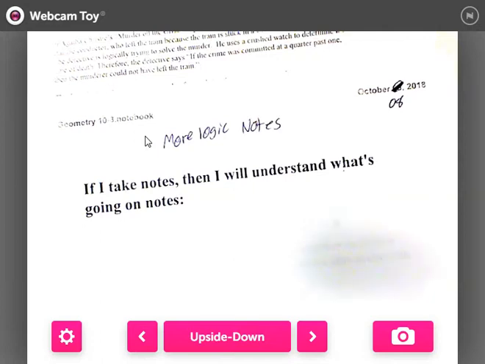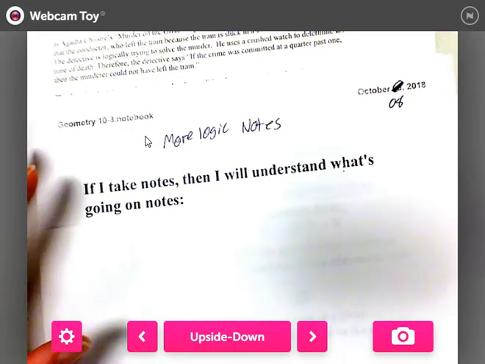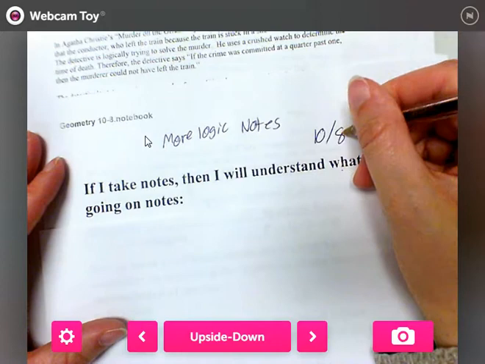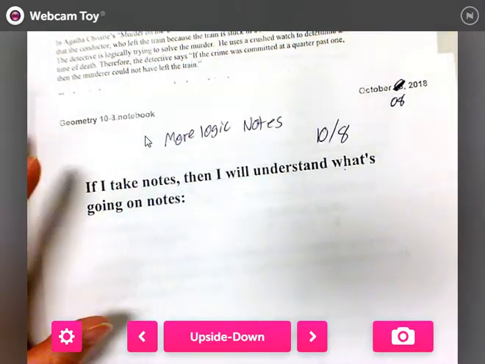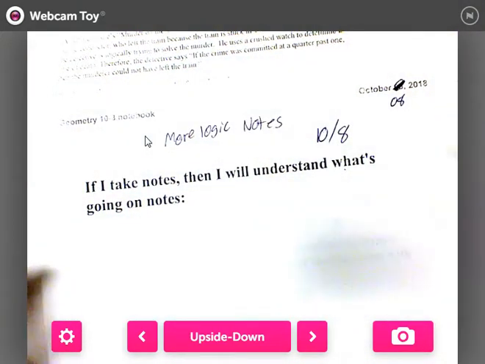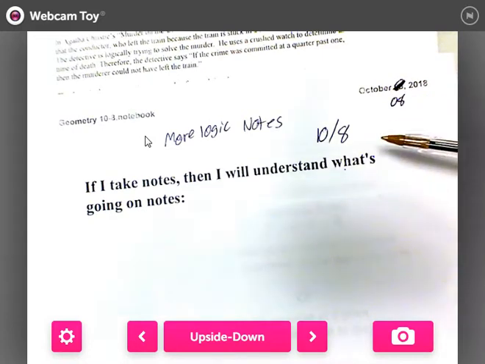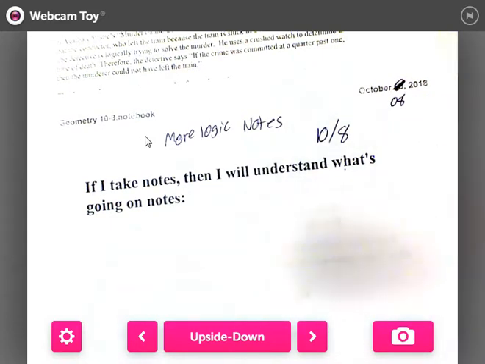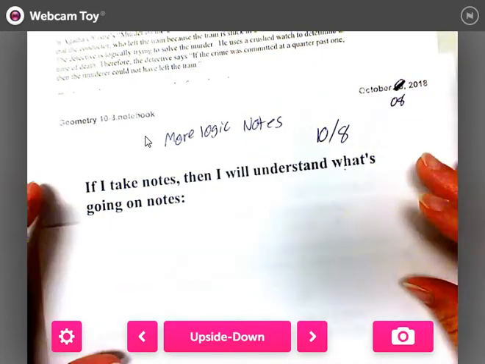Right, we're going to do more logic notes today. Today is the 8th, October 8th. We're going to start with an if-then statement. This is: if I take notes, then I will understand what's going on in notes. Okay, ready?